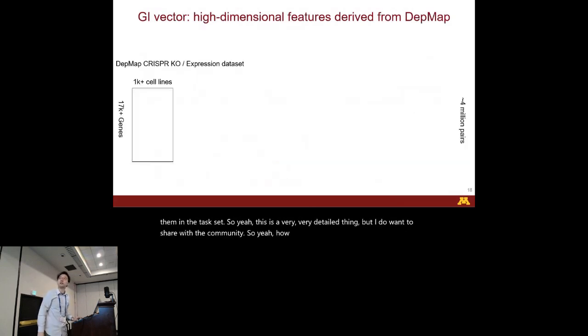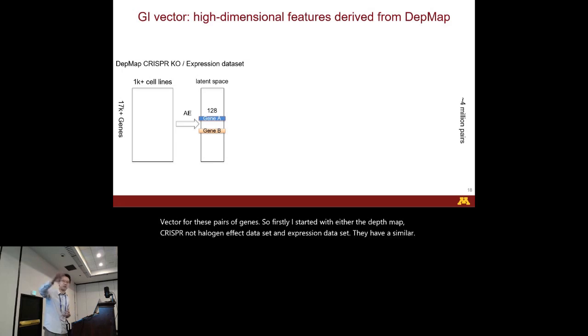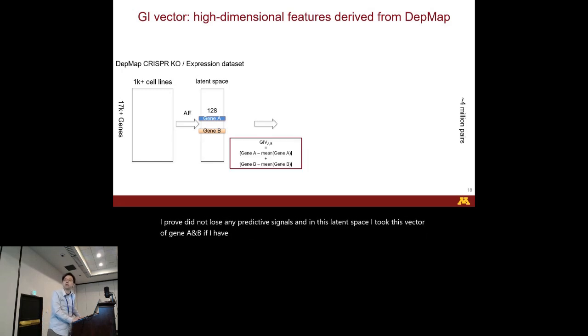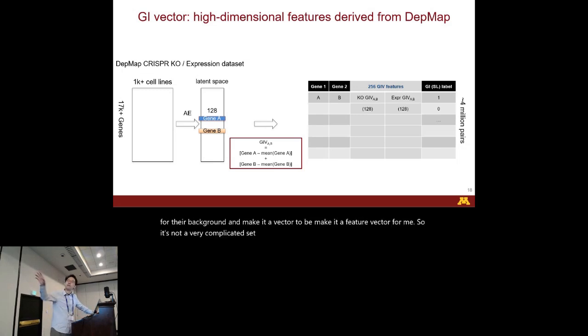So yeah, how do I set up in a deep learning way? I create an embedded vector for these pairs of genes. Firstly, I started with either the DepMap CRISPR knockout gene effect dataset or the expression dataset. They have a similar setup, like a gene by cell lines. And I use an autoencoder to compress this space, which I proved did not lose any predictive signals. And in this latent space, I took the vectors of gene A and B, if I have a pair of them, to literally just add them up after correcting for their background and make it a feature vector for me.